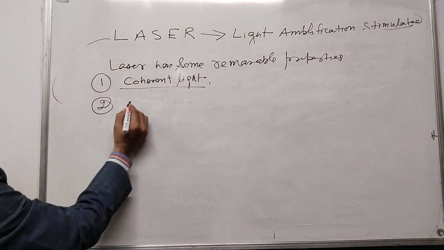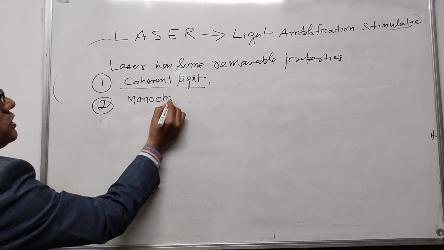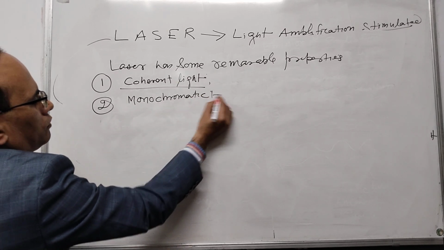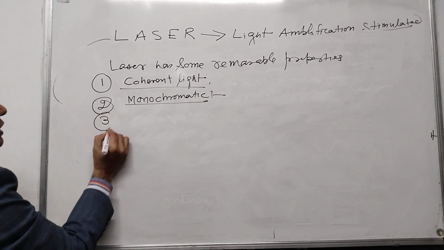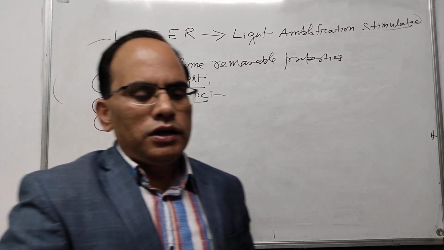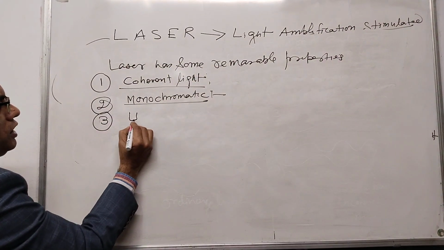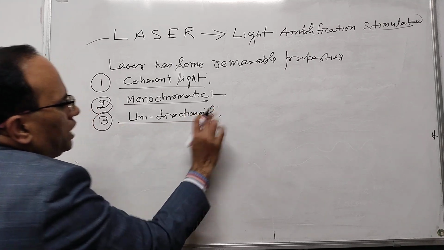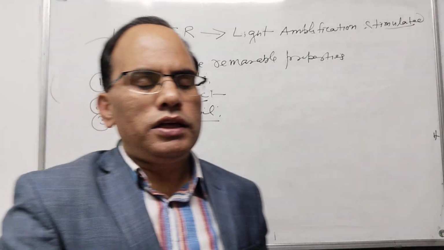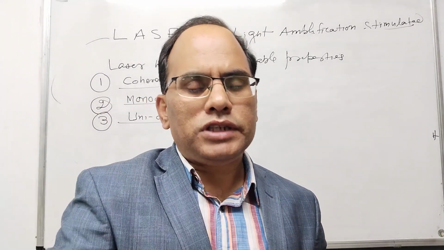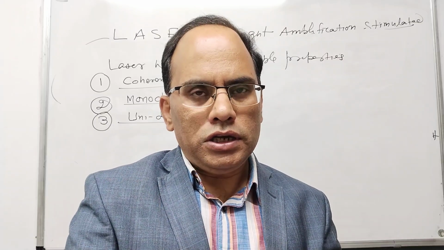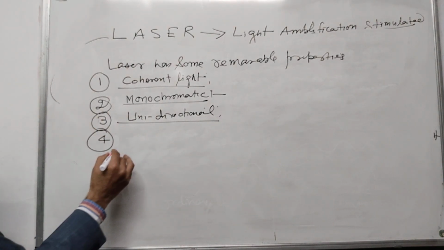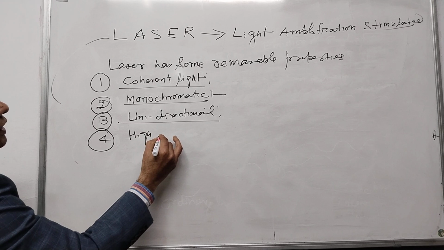Second, it is monochromatic. It means a single color, either red or green. So it is almost monochromatic. Third, a very important property, it is unidirectional. What is the meaning of directional? It never diverts here and there. It can go up to a certain distance without spreading, so it is called unidirectional. The direction is almost the same. And the next very important term is high intensity source.